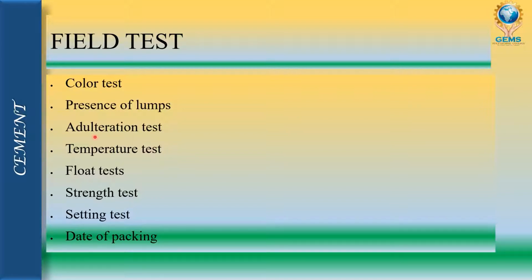Adulteration test. In adulteration test, take a pinch of cement, rub between your two fingers. If you feel smooth, then it is good. If you feel rough, then it shows the cement is adulterated with sand. Temperature test. In this temperature test, take a bag of cement, put your hand inside that bag. If you feel cool, that shows the quality of cement is good. Float test. In float test, take handful of cement, throw above water. Before it sinks, if the cement particles float above water, that shows the quality of cement is good.